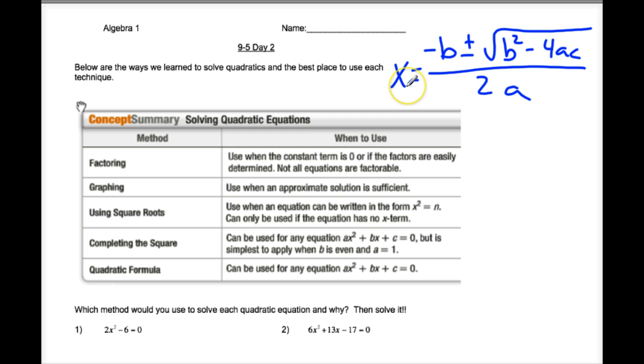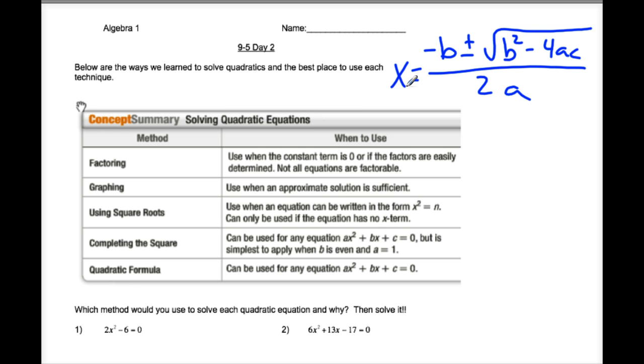It's very important. Okay? The book, I thought, did a great job of summarizing all the ways to solve quadratics. First, you guys learned how to factor. Graphing, square roots, completing the square, quadratic formula. And I thought they gave a great explanation of when to use these. Listen, if you can understand this, you're doing a really nice job.